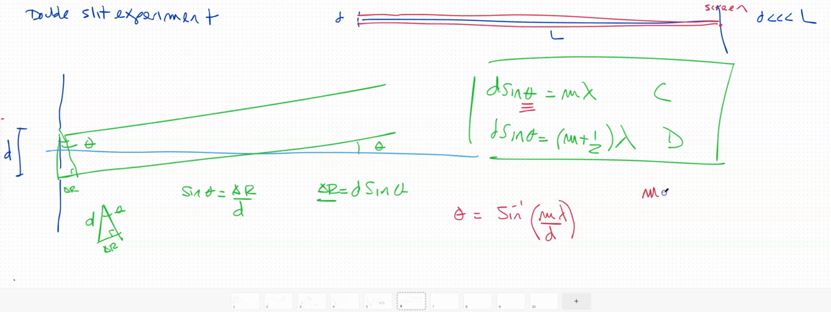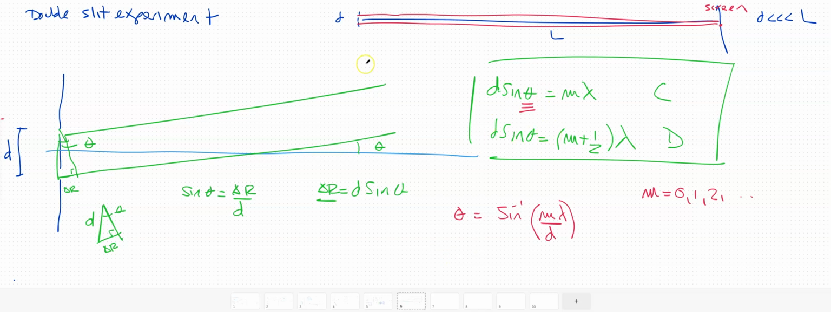Remember that m can be any number: 0, 1, 2, etc. So you have a lot of angles. You have one angle for constructive for every value of m, and you have angles for destructive for every value of m. So this is the main equation.